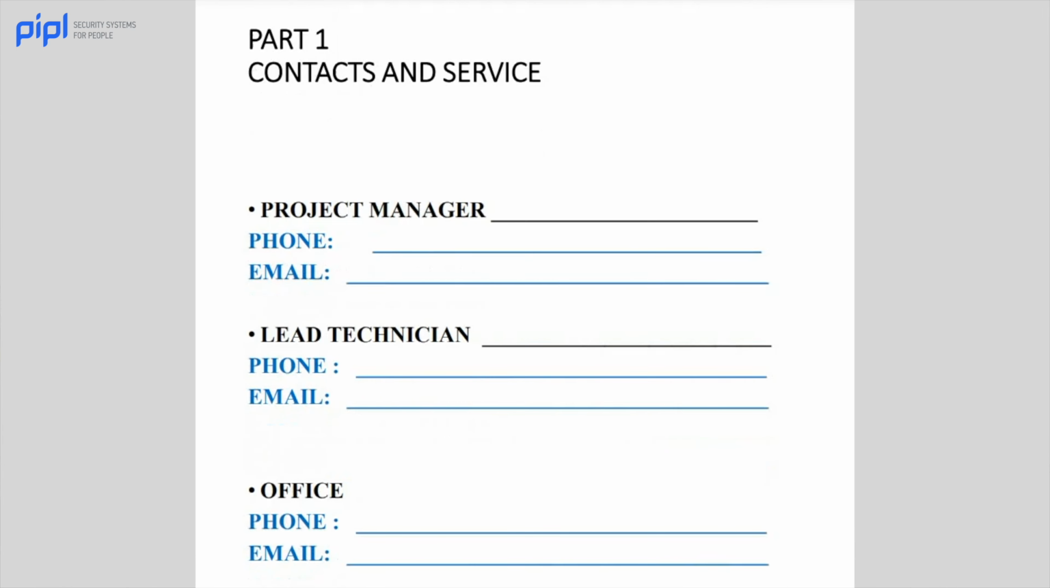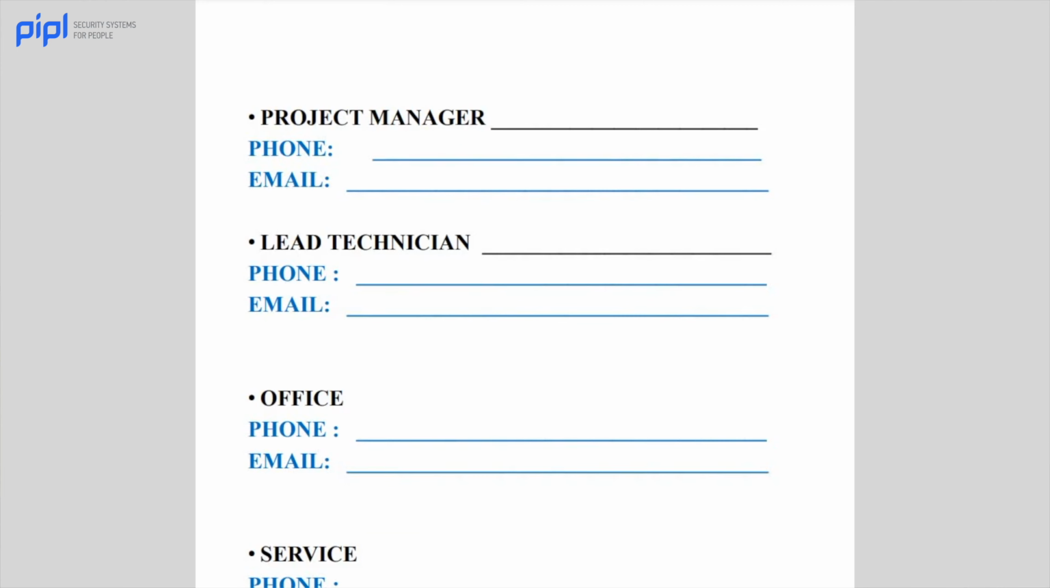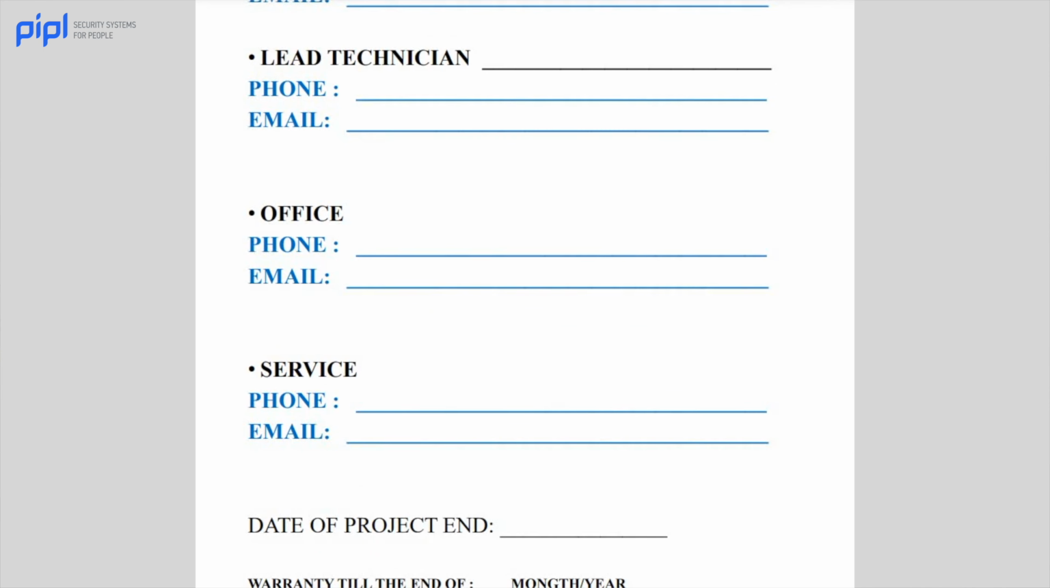Now, part one, that's a good first part because if the end user needs to contact the right person, all the information is in there. And you will see that this is why you're doing a project documentation: if the end user has a question, or wants to upgrade his system, he knows where to look. So first page, contact and services: the project manager, lead technicians, and the office, with all the information as well as the services. You can contact them directly if you have any kind of questions.